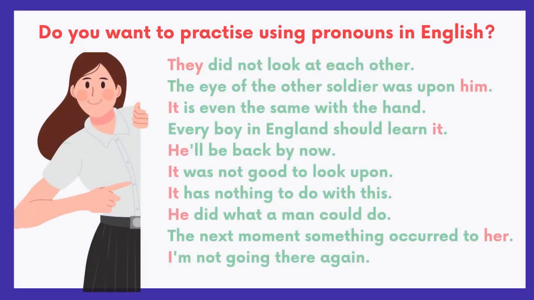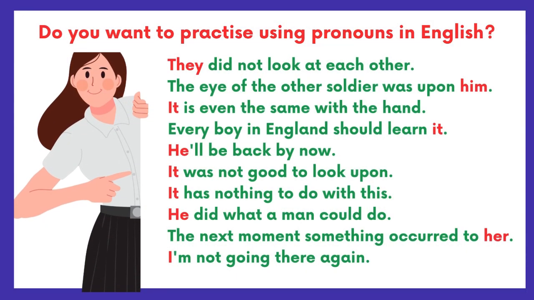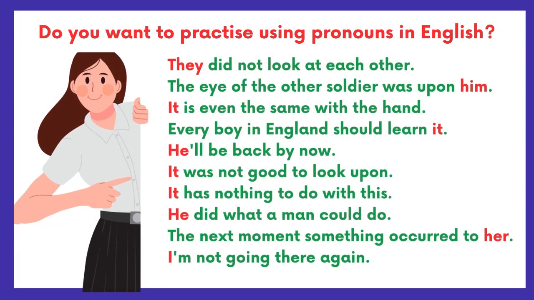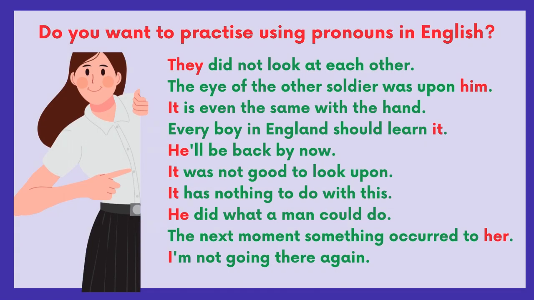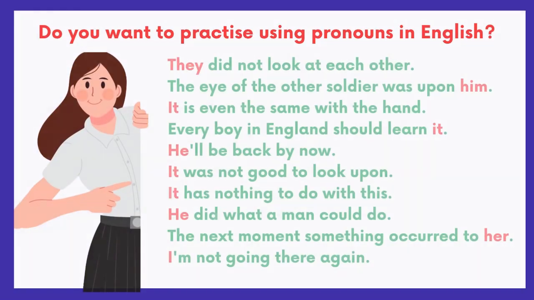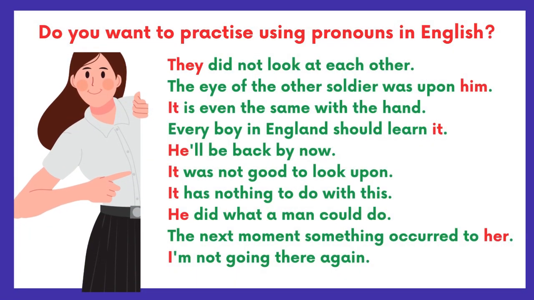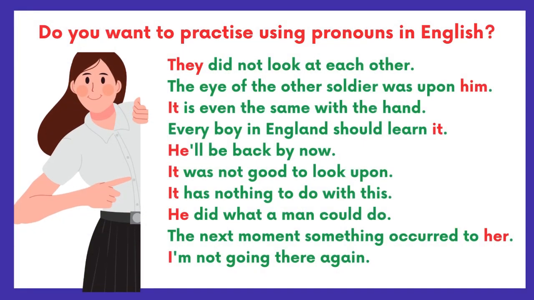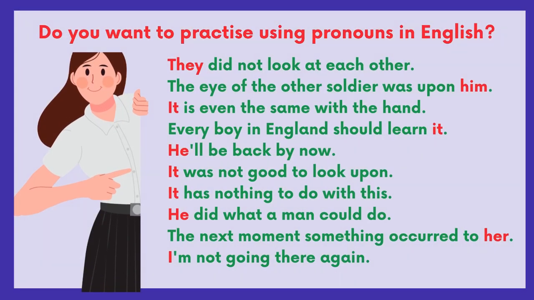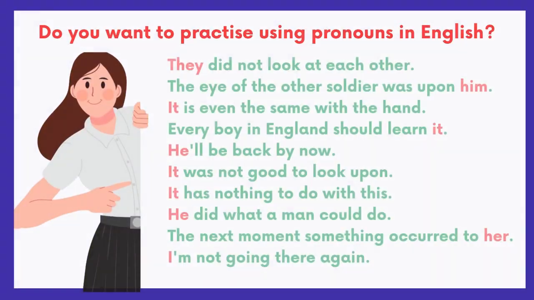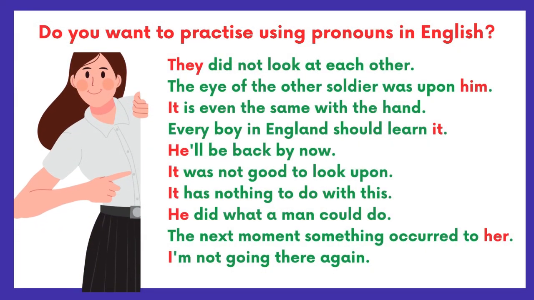Do you want to practice using pronouns in English? They did not look at each other. The eye of the other soldier was upon him. It is even the same with the hand. Every boy in England should learn it. He'll be back by now. It was not good to look upon. It has nothing to do with this. He did what a man could do. The next moment something occurred to her. I'm not going there again.